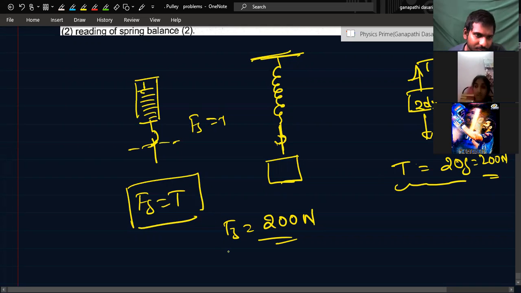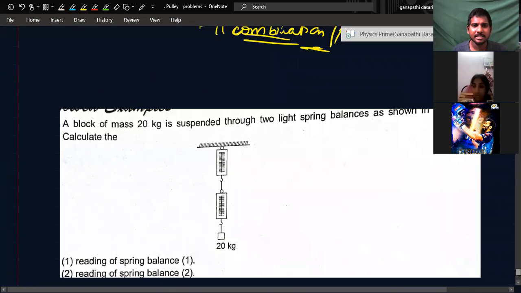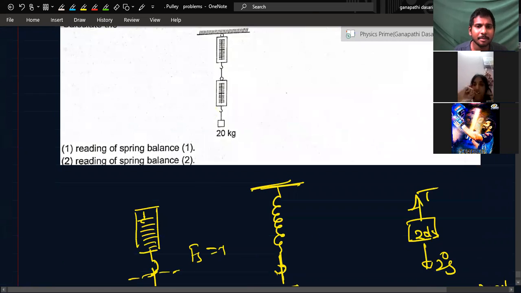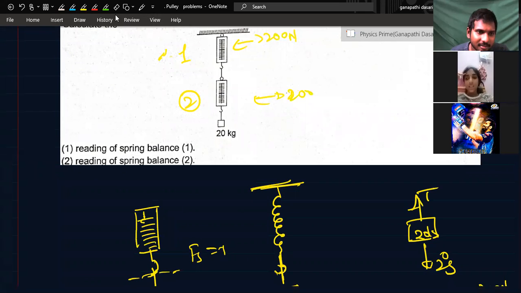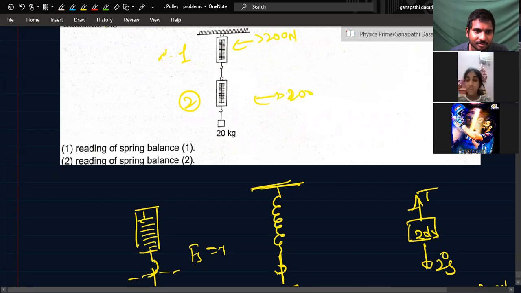Some students will make one mistake. Now, if the reading of this spring balance, I'm assuming this is 1 and this is 2, is 200 newtons, what will be the reading of this balance? 100 newtons? 200 newtons. The spring force will remain the same throughout. Did I tell you or not? In series, spring force will remain the same. In parallel, spring displacement will remain the same. You remember that from the previous class? So now this is 200, which means that is also 200.